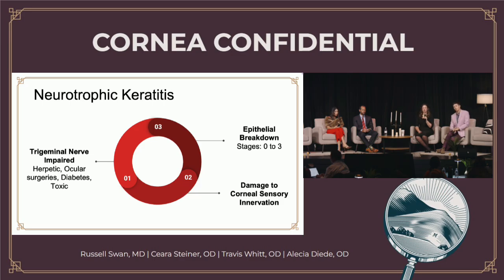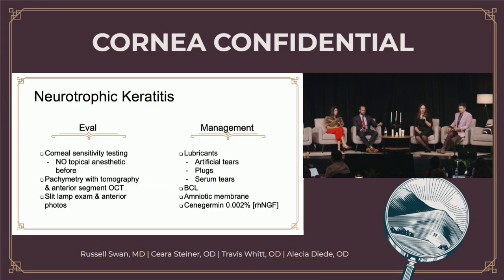It's a damage to the trigeminal nerve that can come from herpetic disease, ocular surface disease, diabetes, toxic causes. It's a damage to the corneal sensory innervation, and then it leads to a breakdown of the epithelium. Sometimes there's open defects that aren't healing, and sometimes there's not. It really depends on the staging. But it is shocking to me how many patients have reduced corneal sensation just coming in with mild to moderate SPK. So it's a pretty quick, easy test to do, but do not put any anesthetic in beforehand.